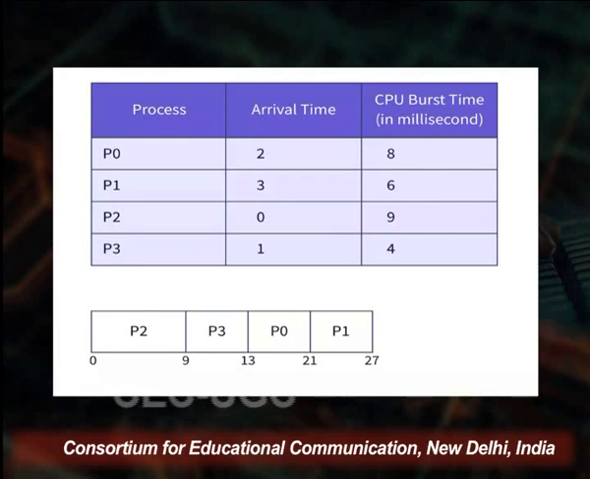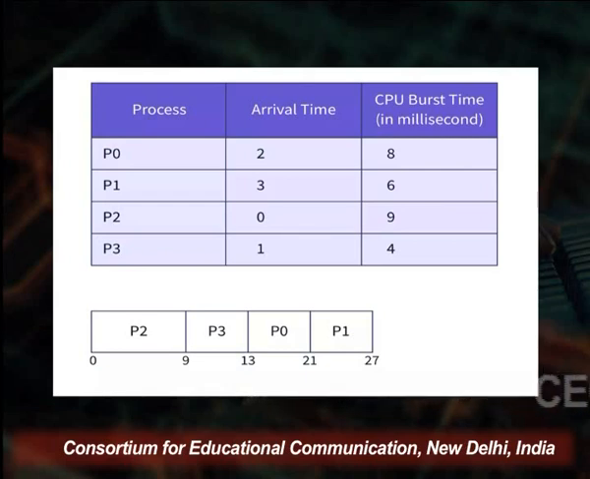Initially when P2 was in execution, P3 has arrived, P1 has arrived, and P0 also has arrived, but they don't preempt P2. They will not, we can say, disturb P2, or they will not take the control of the CPU from P2 till P2 has completed its execution, or till P2 has completed its CPU burst time.